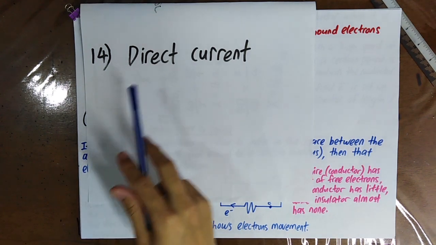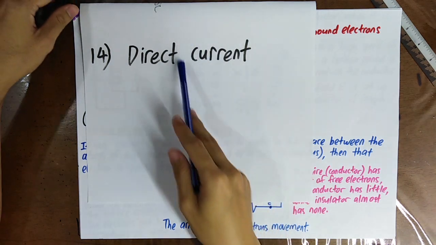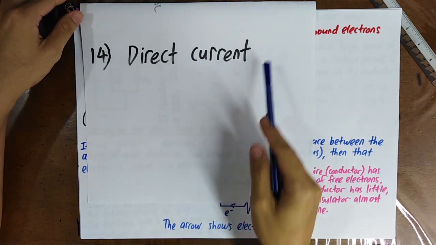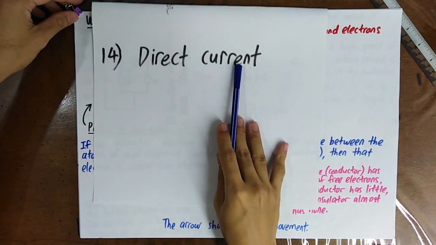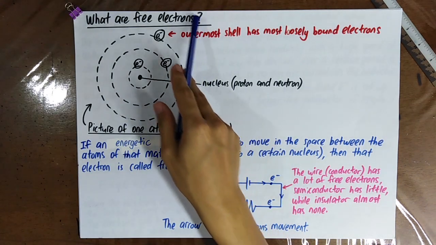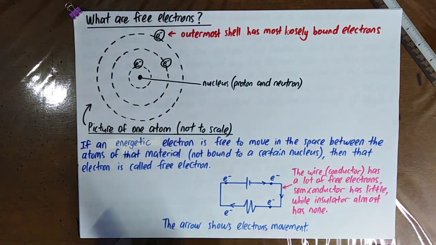Okay, welcome to chapter 14, which is about direct current. When we mention the word current, we know that there are some moving charges. And in our case now, the moving charges are free electrons. So what are the free electrons?